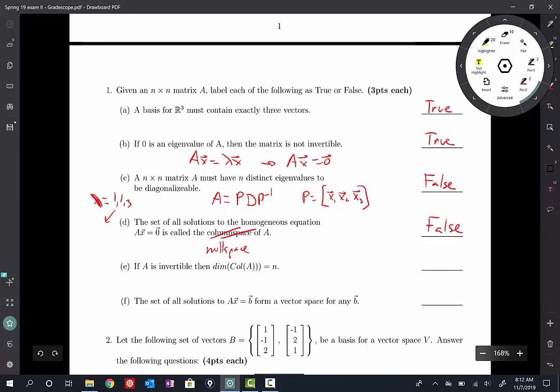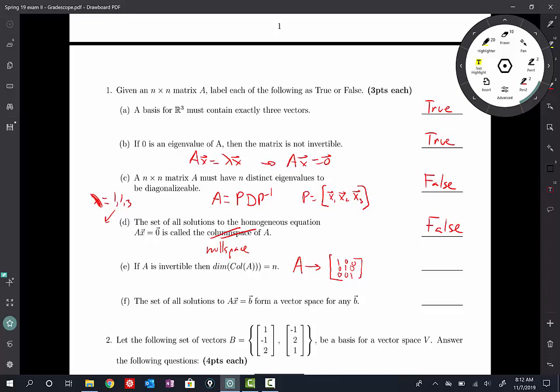E. If A is invertible, then the dimension of the column space is equal to n. So if A is invertible, then we have that long invertible matrix theorem that all the other things are true, and one of those things is that we must be able to row reduce to the identity matrix. In other words, there's going to be a pivot in every row and column of A.